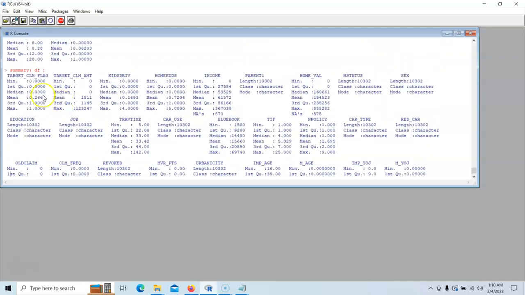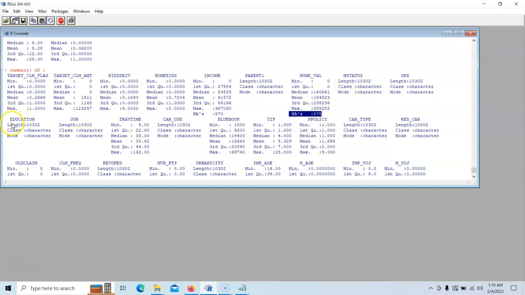So when we do this, we can see these guys right here. Nothing's missing. Nothing's missing over here for kids driving and the home, you know, how many kids you have at home. But aha, look at this. We've got income. Now that's missing. So what can we do for that? And we also have home value. So this is the other guy we have to still fix.